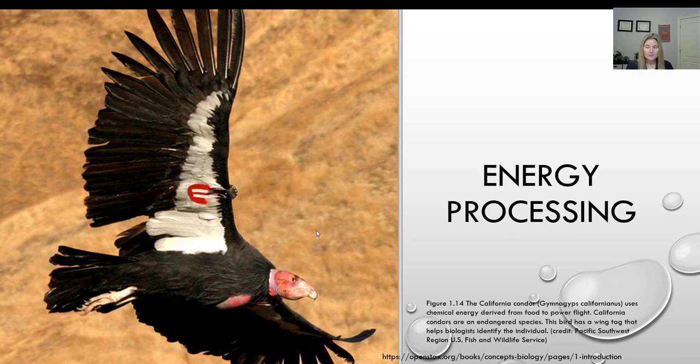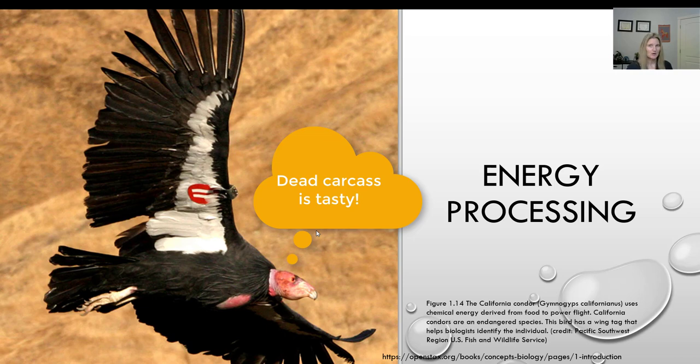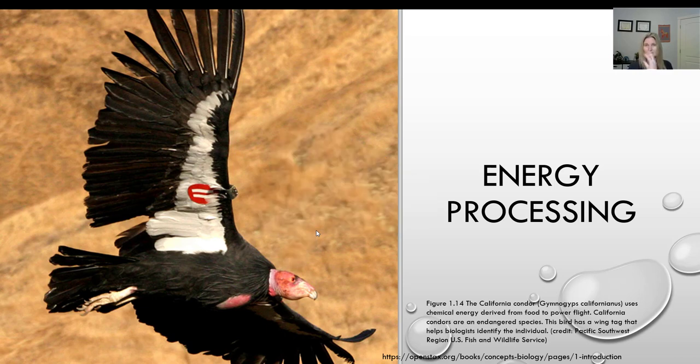So one more characteristic or property of life is energy processing. Energy processing is the ability to take one form of energy and convert it to a more usable form. So for example, look at this California condor. How do California condors get their energy? Well, they eat, right? So this guy might be searching around for a tasty carcass to devour, so that it can bring in chemical energy in the form of this dead meat in order to get energy so that it can fly. Well, it's not using that meat directly, right?